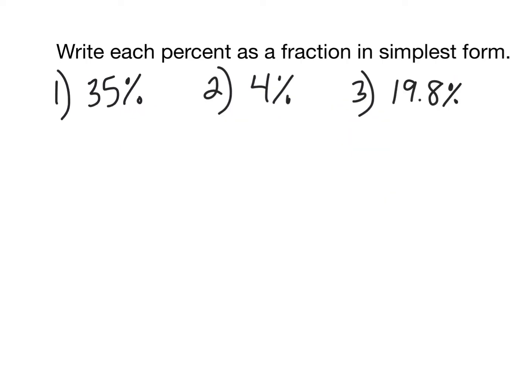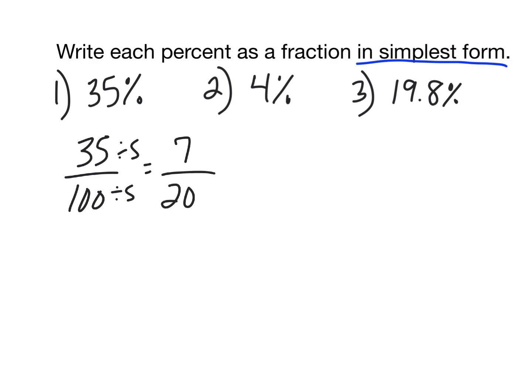Another thing we're going to do here is writing percents as fractions in simplest form. So if you have a percent and you want to write it as a fraction, percent is a number out of 100, so 35% would be 35 out of 100. Notice here they want this in simplest form. So 35 out of 100, we could reduce both of those by 5, and that would be 7/20, which is all the further we can reduce that.